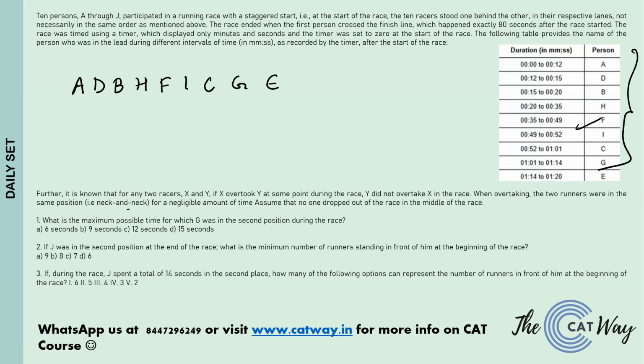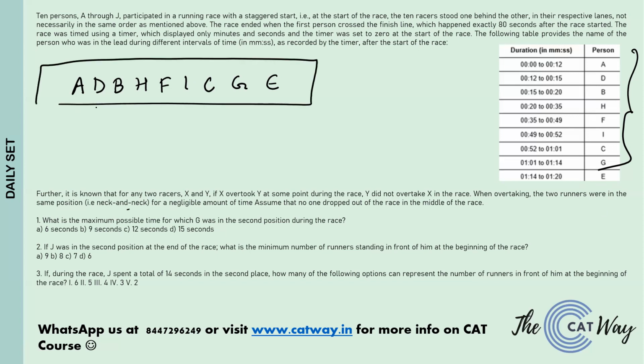Okay, so F would have definitely overtaken H, B, A, and D. Definitely he would have overtaken them, because once upon a time before him they were in the first position. Whereas C, I, G, and E got into the first position after F. That means they would have definitely overtaken F, so F could not overtake them. That means initially these four people were below F. And similarly, we can say that this is the order in which these people were standing.